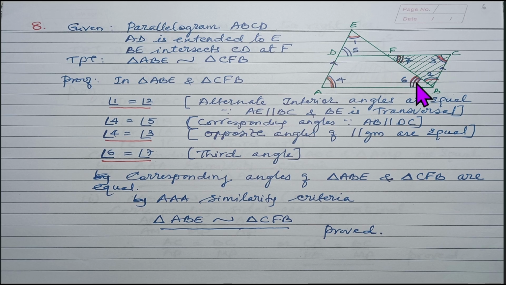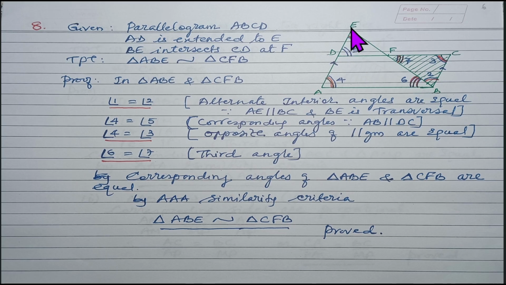Now angle 6 is equal to angle 7, and that is the third angle. Please understand, angle 1 is equal to angle 2, angle 3 is equal to angle 5, and angle 3 is equal to angle 4. Two angles are already equal, so naturally the third angle will automatically be equal. So angle 6 and angle 7 are also equal.